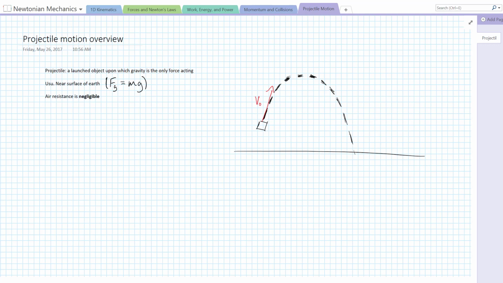In this video I'm going to talk about projectiles, and essentially a projectile is just an object that's launched through the air. But the technical definition, the physics definition, is that a projectile is an object upon which gravity is the only force acting. Now that means one, air resistance is negligible. We can ignore it, or it's going to be very small. And two, usually when we analyze projectile motion, we're analyzing it near the surface of the Earth. That means the force of gravity is constant. We don't have to deal with Newton's law of universal gravitation.